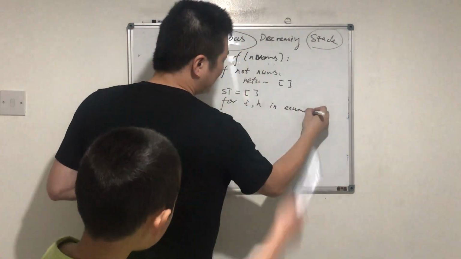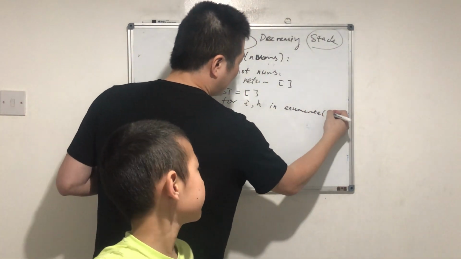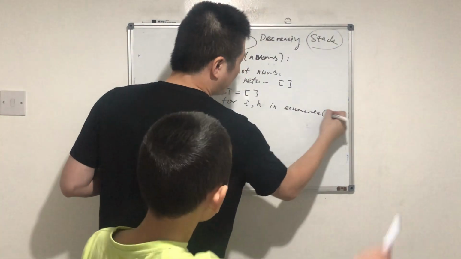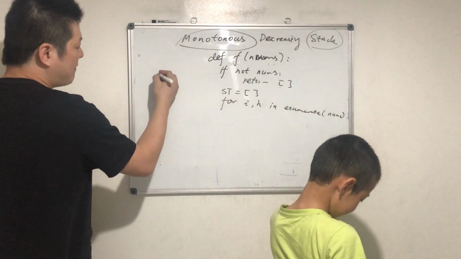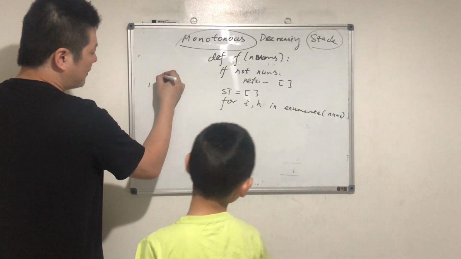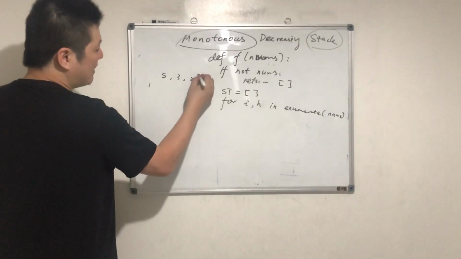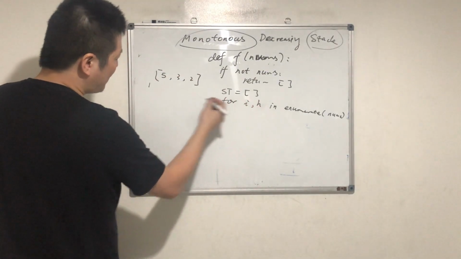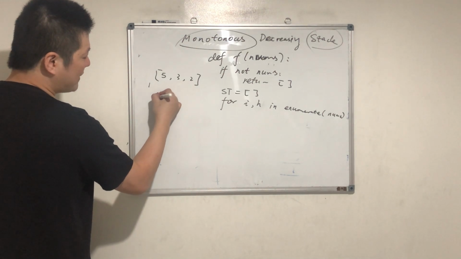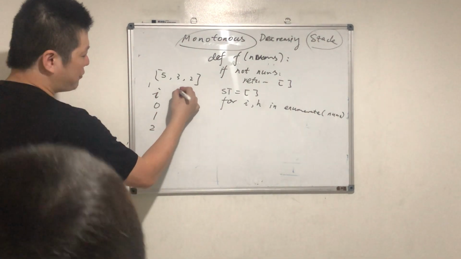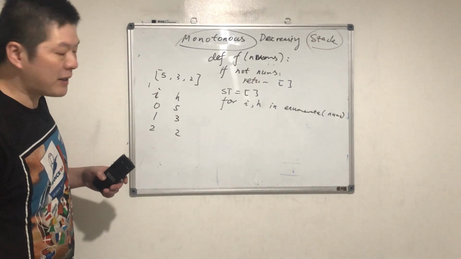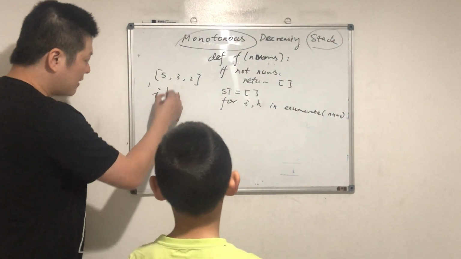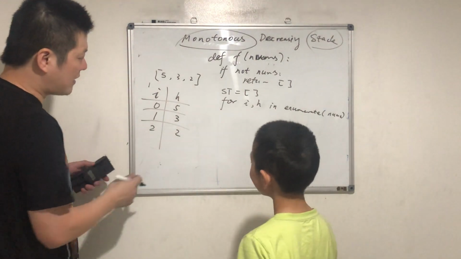Look, Eric, for index and height in enumerate nums. Do you still remember the enumerate function? Look, this array is 5, 3, 2, right? So with enumerate, i and h will become what? i will be the index: 0, 1, 2. h will become 5, 3, 2. That's what it is. Does it make sense?